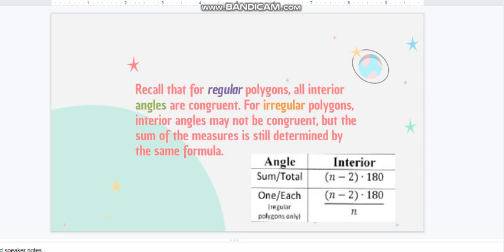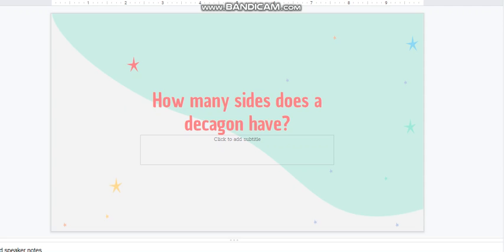So you're not going to have to memorize a whole lot of polygon names, but there are a few that you need to know. First of all, we need to figure out how many sides a decagon has. Dec, D-E-C, is a prefix that means 10. So a decagon has 10 sides.